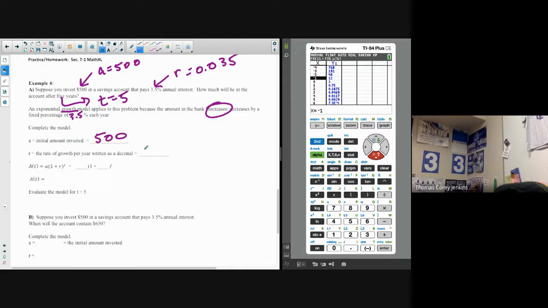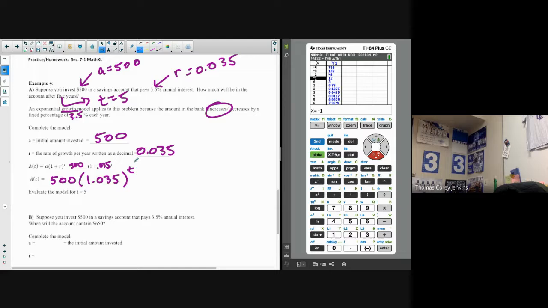The rate as a decimal is 0.035. And so my equation is going to be 500 times 1 plus 0.035. And then we make it look pretty. So my final equation is going to be A of t equals 500 times the quantity 1.035 to the power of t.